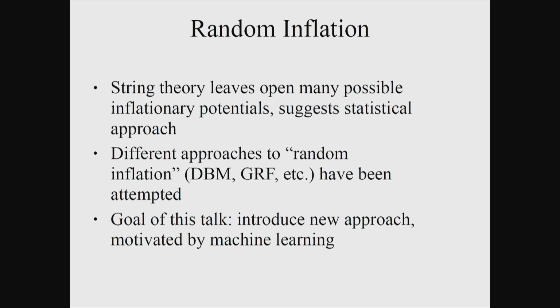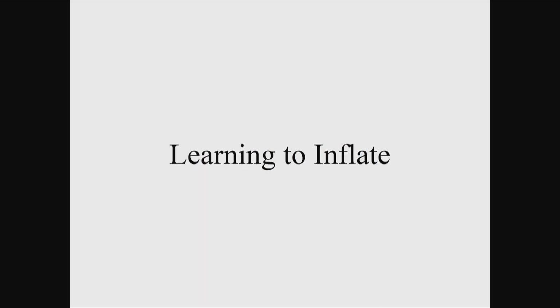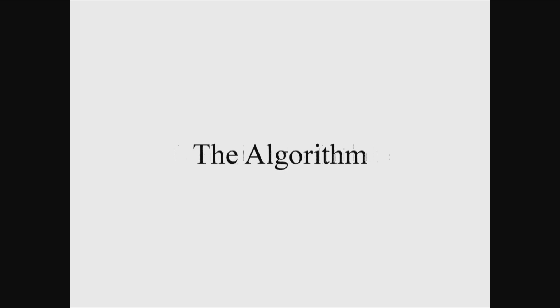But given our relative lack of understanding of the string landscape, the first thing that we could think about doing is perhaps using a simple random matrix or some sort of random inflationary potential approach, so that we randomly generate these inflationary potentials and see what sorts of models, what sorts of observables we expect to get. So various approaches have been considered to randomly generating inflationary potentials, Dyson-Brownian motion, Gaussian random field, et cetera. The goal of this talk, though, is to try to consider a new approach which is motivated by machine learning. And so with that, finally we get to the algorithm, learning to inflate.